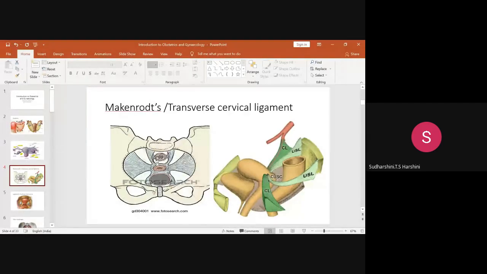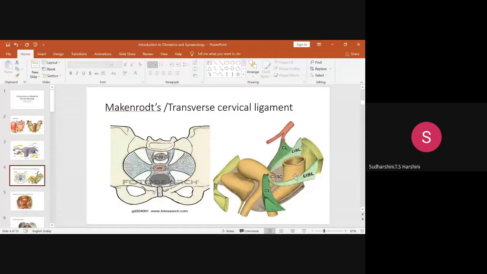And this one, what you see here, is the uterosacral ligament, which also originates from the cervix and goes to the sacrum. So this is the posterior support, primary posterior support. And this one is the pubocervical ligament. This originates from the posterior aspect of pubic symphysis, and it joins the cervix and upper portion of the vagina.